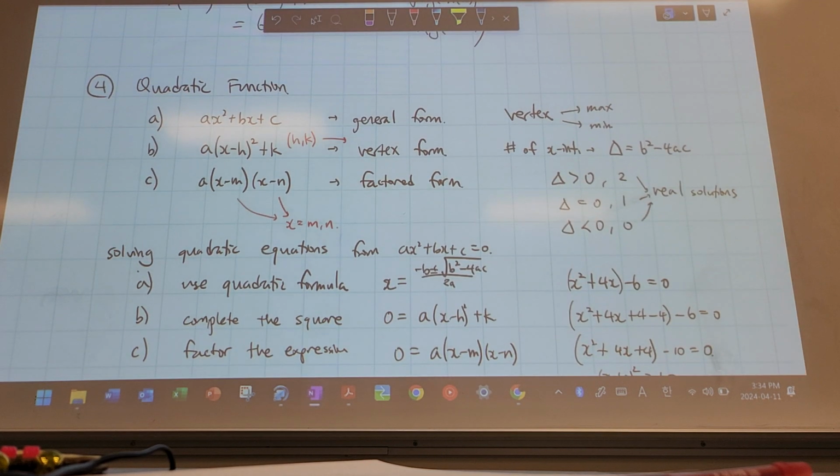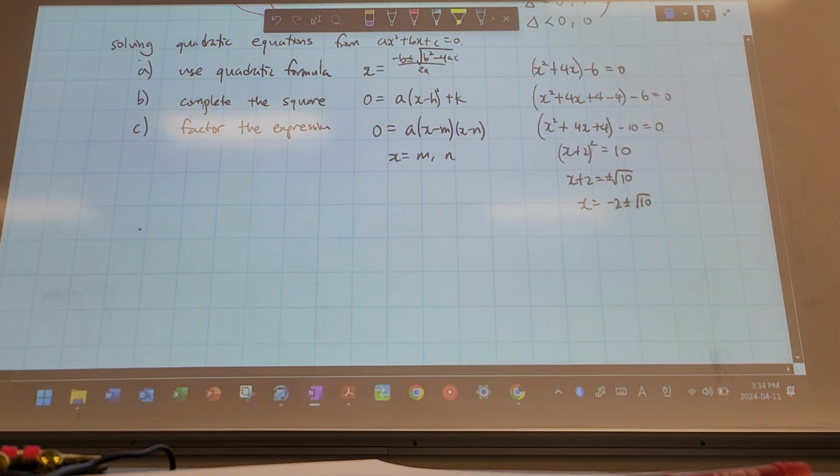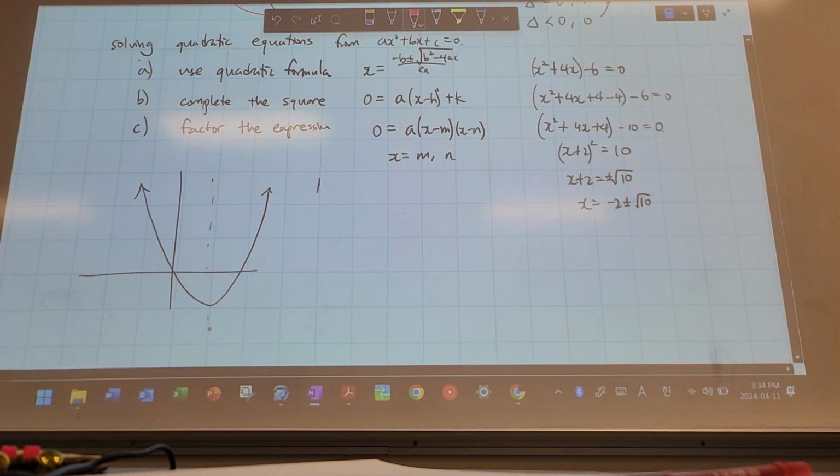Another thing about the quadratic function is that when you graph it, it has a parabolic shape, right? So let's get a graph of it. It usually has a shape like this. It's parabolic. Parabolic means that we have a vertex that is a turning point. And also another thing to note is that it has an axis of symmetry.